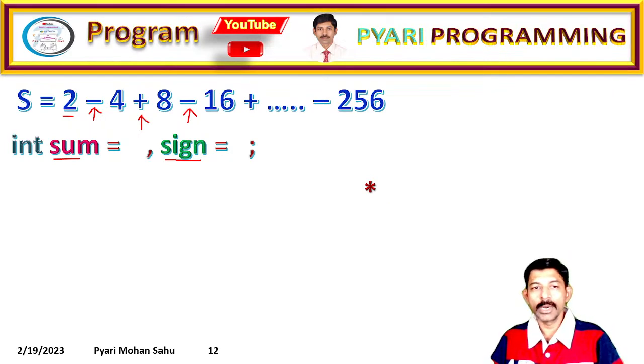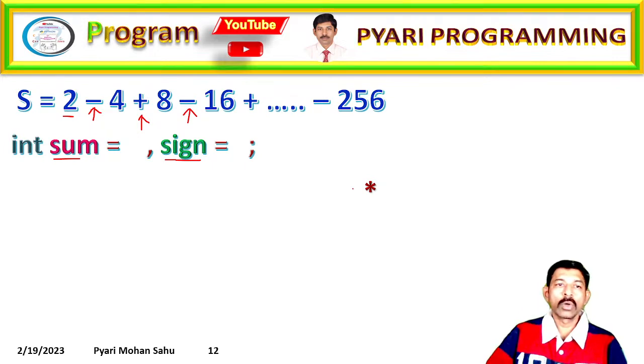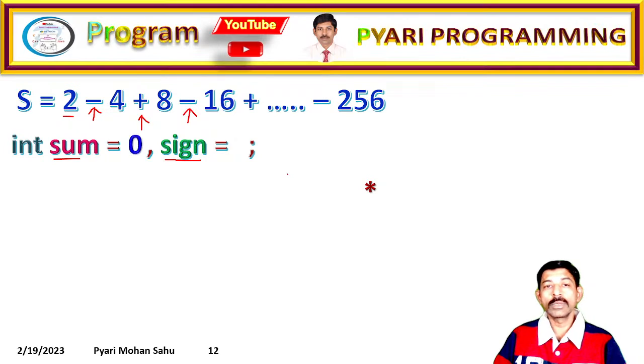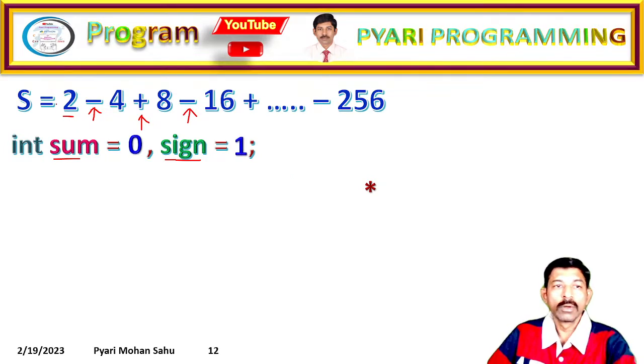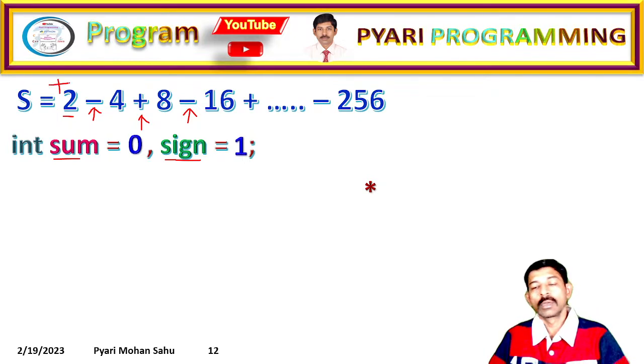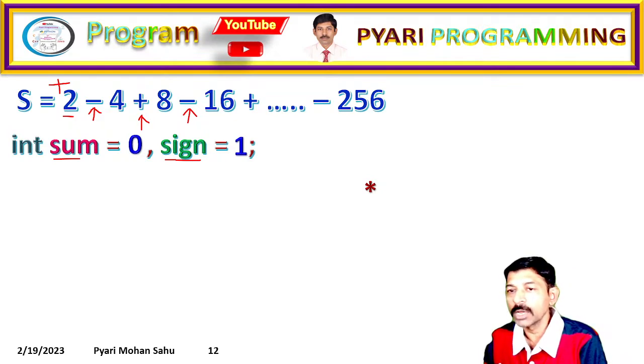Nobody has answered yet. Sum is 0, sign is minus 1. So sign is going to be decided based on the first value. Sum is 0, but sign is why minus 1? The first value is your plus. Now those who have given minus 1, for them the answer is positive 1, not minus 1.